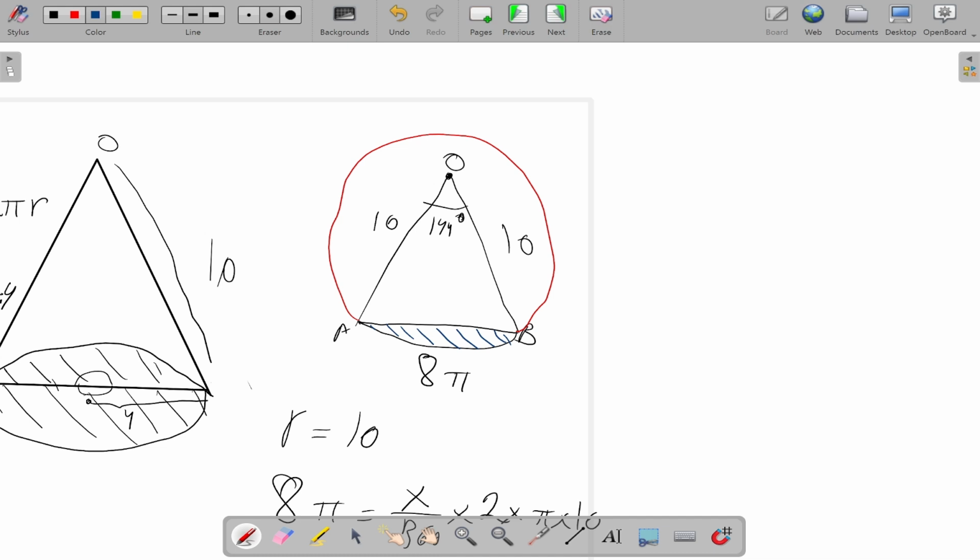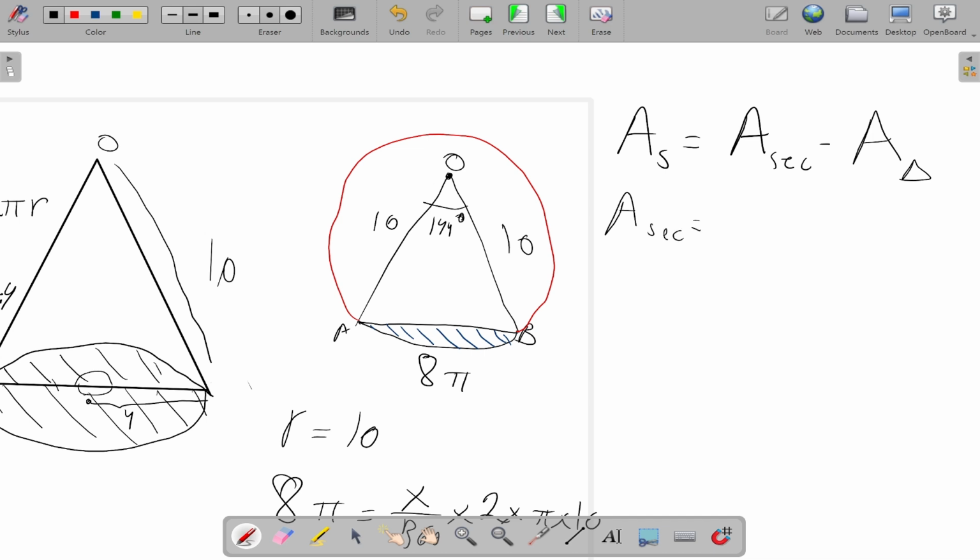What we're gonna do, you can see that our sector OAB has this whole triangle along with the shaded region, right? So remember, the area of the shaded region is always the area of the larger figure, in this case our sector, minus the area of the smaller figure. You can see that our sector splits into this shaded area and this triangle. So minus the area of the triangle.